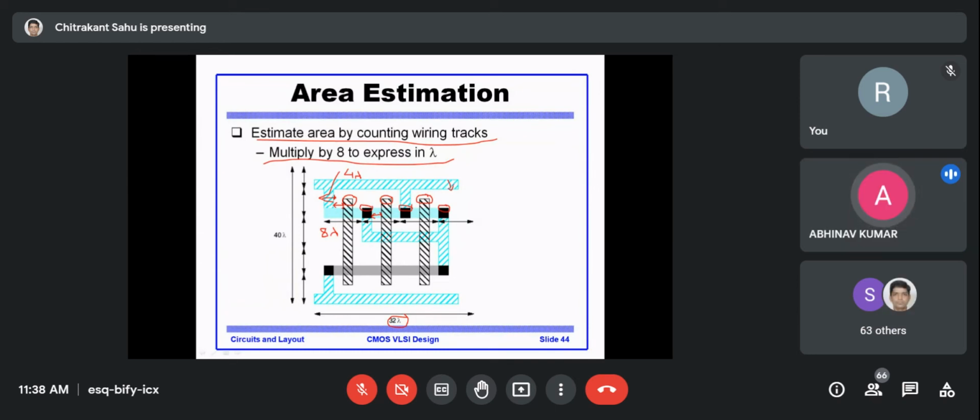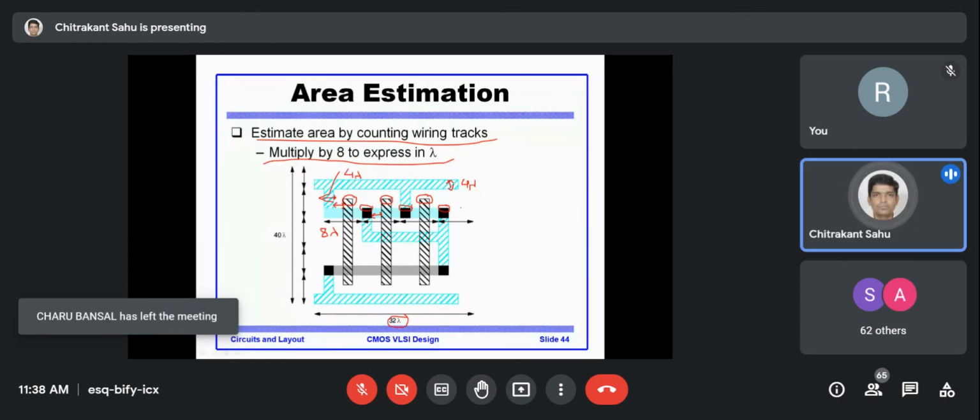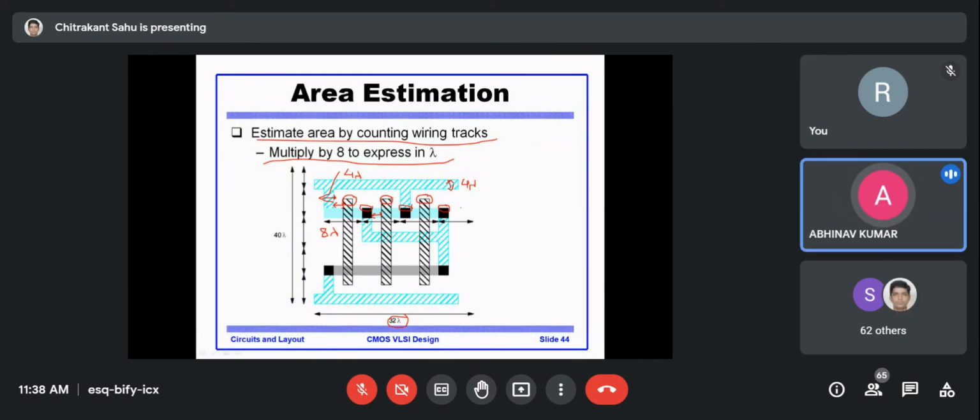Sorry, this is the upper. Sir, it should be 2 lambda. This upper wiring track should be equal to... Yes, sir. So this should be 2 lambda. This should be 2 lambda. Yes, sir. Then only there will be symmetry in this. Okay, if you consider 2, then this is also 2 and this is also 2, you are counting, right? Yes, sir. No, the spacing may be 1 also, and this is 1.